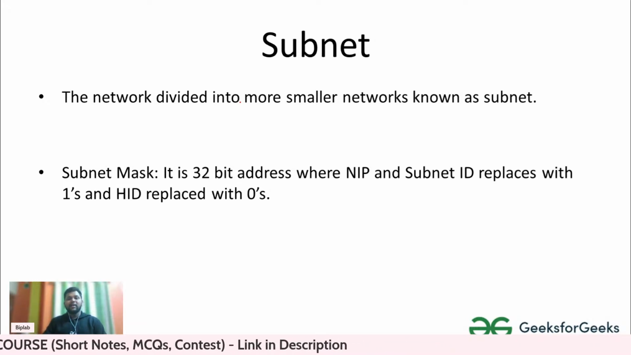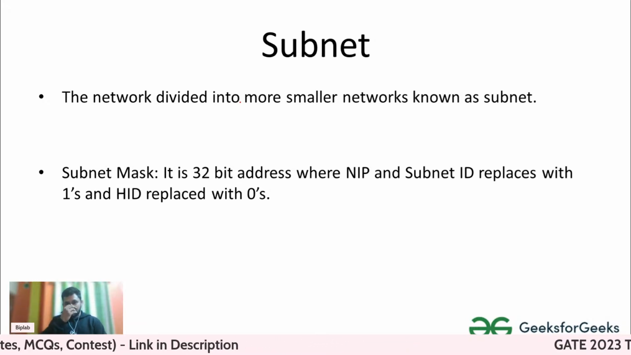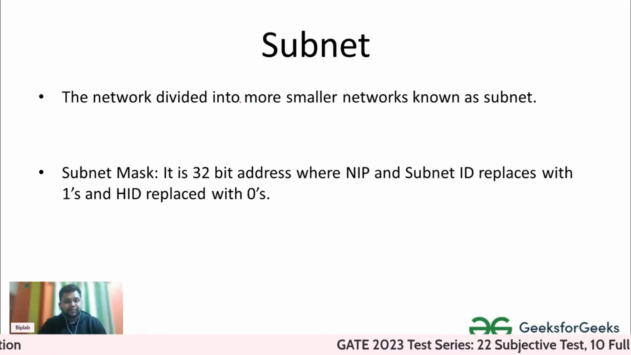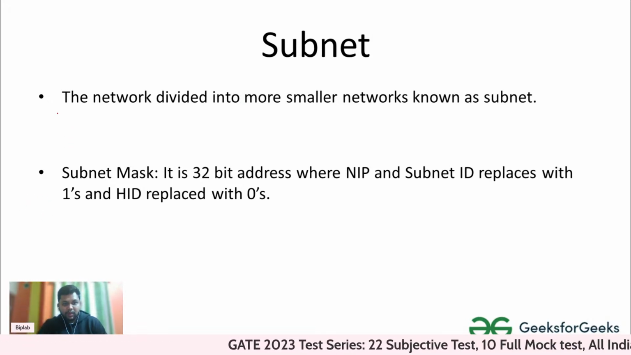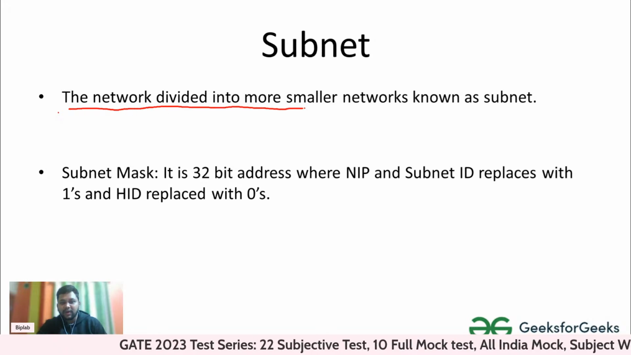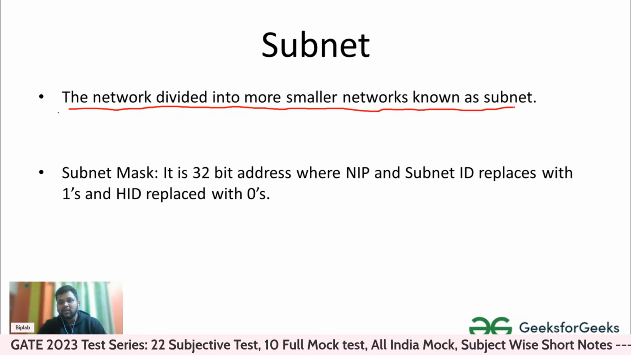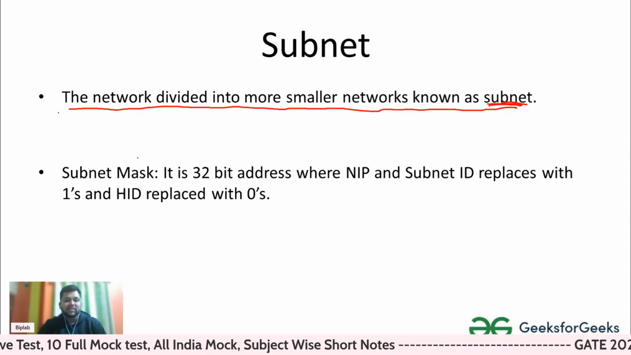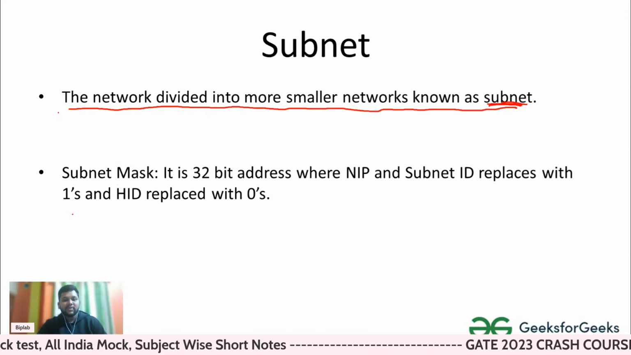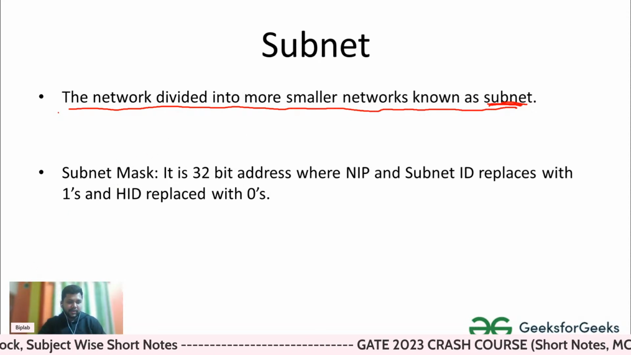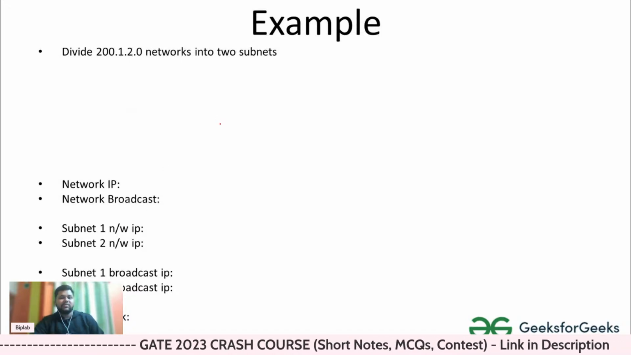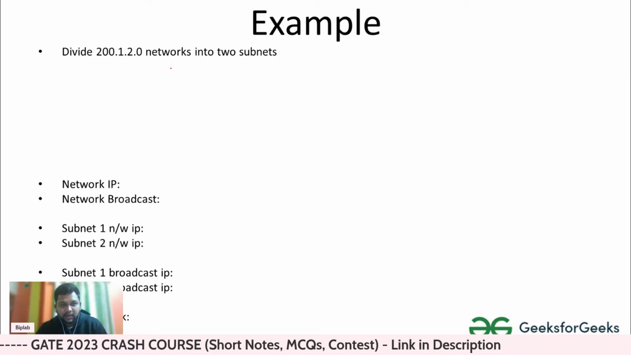So that will be further divided into two or three networks, however many we want. We can divide it. So the network is divided into smaller networks. Each smaller network is known as a subnet. We will see the subnet mask in our example. So first, let's go to the examples, and we will understand more from the example.